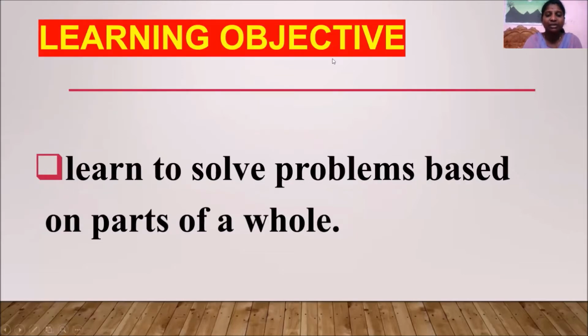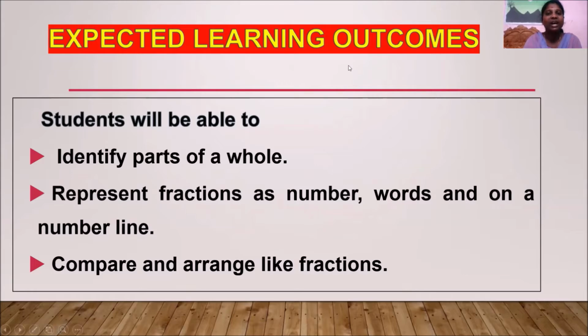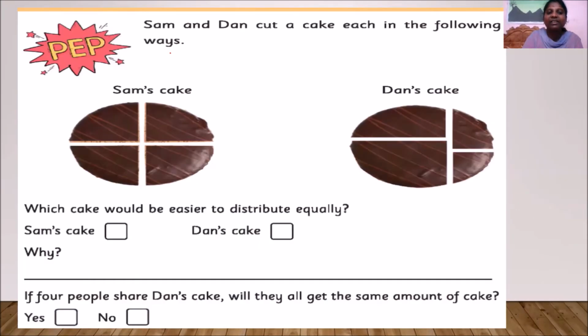Learning objective. Children, you will learn to solve problems based on parts of a whole. Expected learning outcomes. Children, at the end of the session, you will be able to identify parts of a whole, represent fractions as a number, in words, and on a number line, and compare and arrange like fractions. Let's start our session, children.